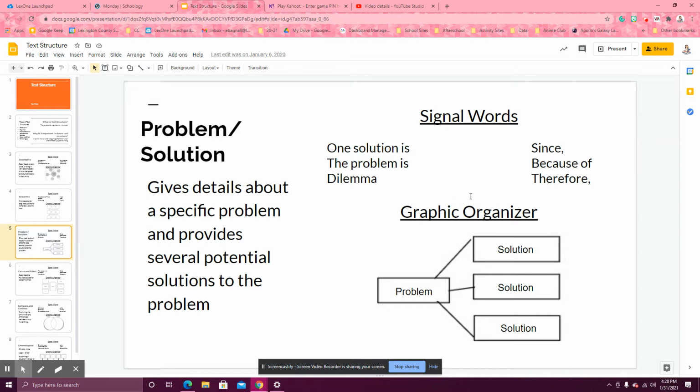All right, and the reason why I'm kind of pointing out these graphic organizers is because one of your assignments in your final informational infographic is you are going to have to create a graphic organizer based on your topic. So if you are talking about pollution, you might talk about how the problem is pollution, and here are some solutions you could create or you could find to help with that problem.